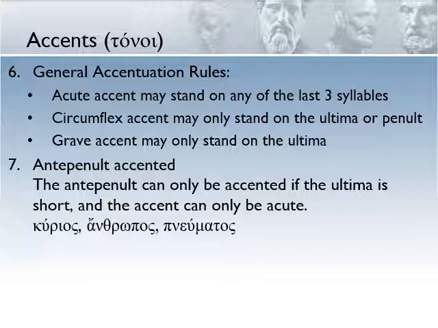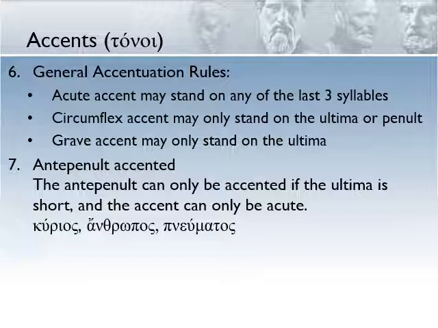Well, let's look at the ultima. Which one is the ultima? The last syllable, os, omicron sigma. Since omicron is one of our short vowels, that makes the ultima a short syllable. And so, yes, it is properly accented with an acute on the antepenult because the ultima is short.